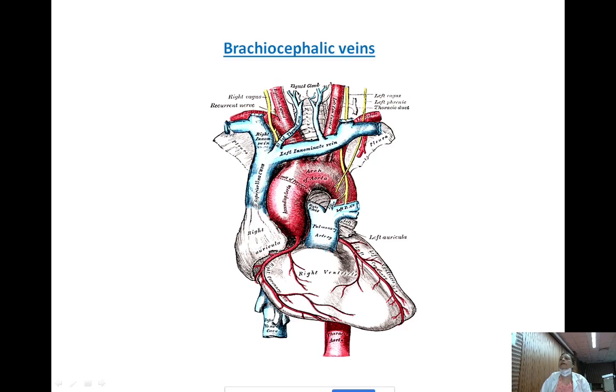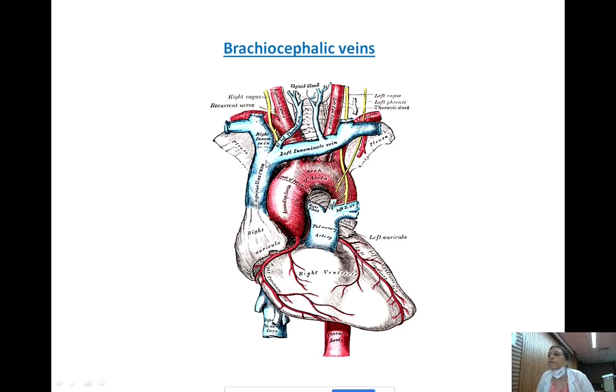It is formed by the union of the right subclavian vein and the right internal jugular vein. The left one also is formed by the left internal jugular vein and the left subclavian vein. They join together to form the left brachiocephalic vein. But the left brachiocephalic vein runs towards the right side, crossing all the branches of the arch of the aorta. It comes from the left side to the right side. So it is coming to the right side. From the left side, it is coming to the right side.